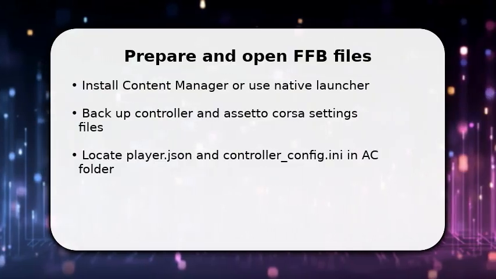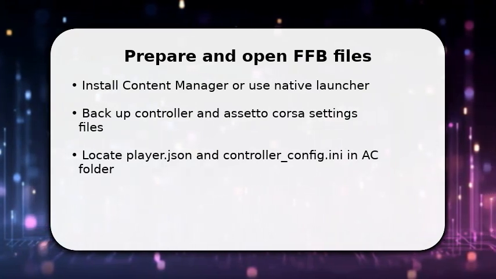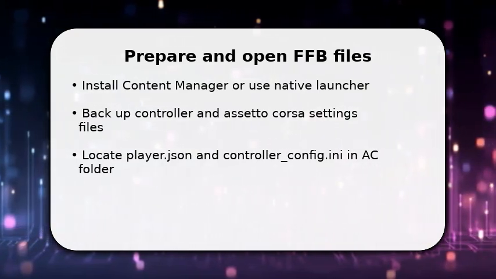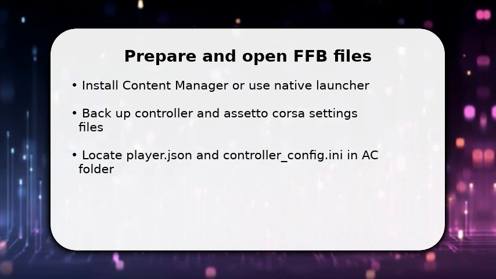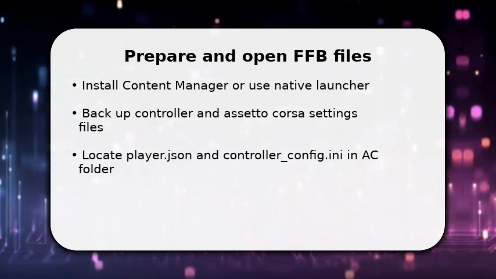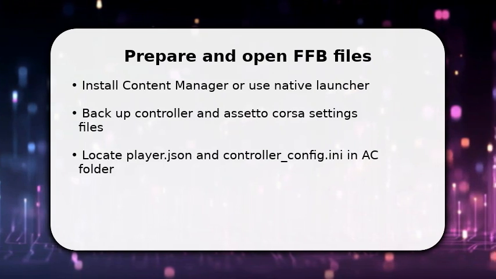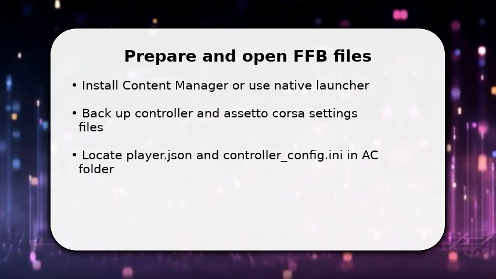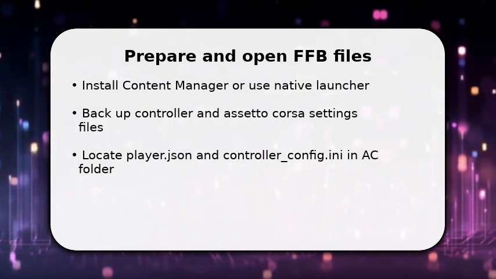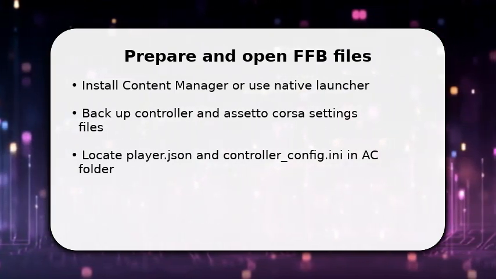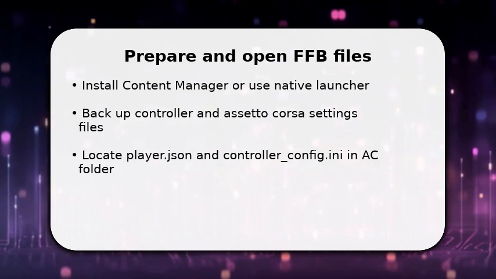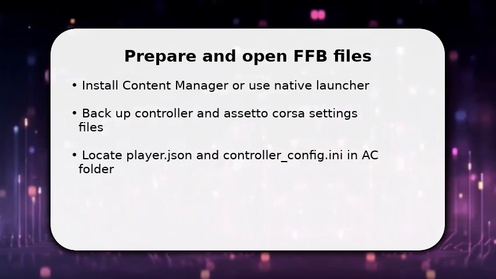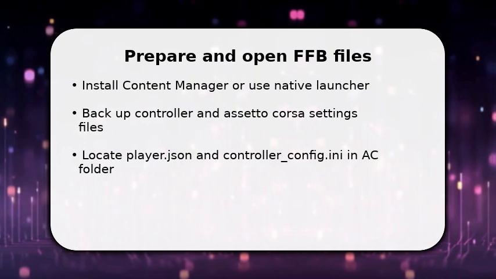You start by making sure you have a backup of your wheel profile and game files. This protects defaults. Once done, open Assetto Corsa's installation folder or Content Manager. You need to find player.json and controller config.ini because they store force feedback parameters. You'll also want your wheel's native software open to monitor torque and rotation values. Make sure to note current values so you can revert if something feels wrong.